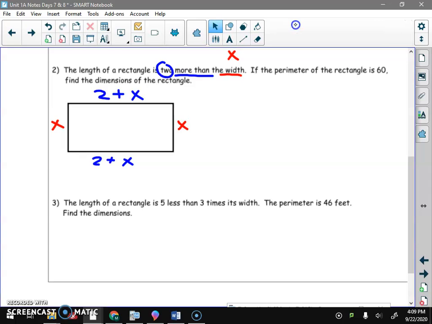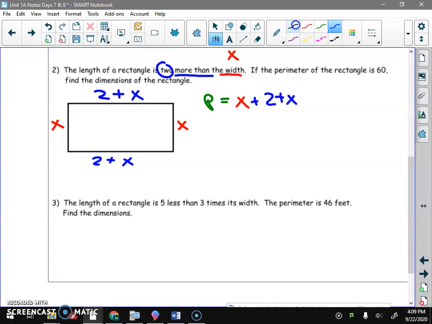So now for the perimeter, we would say P equals x plus 2 plus x, plus x, plus 2 plus x. That's all 4 sides. A red one, a blue one, a red one, a blue one. But now it says the perimeter is 60. So there's my equation. And that's what I'm going to use in my calculator.